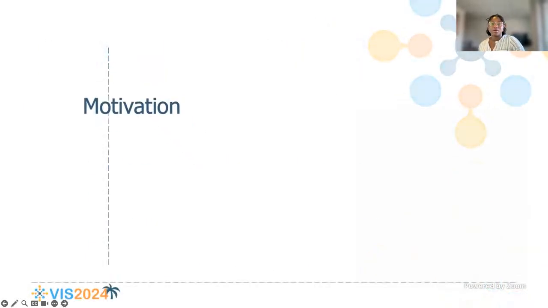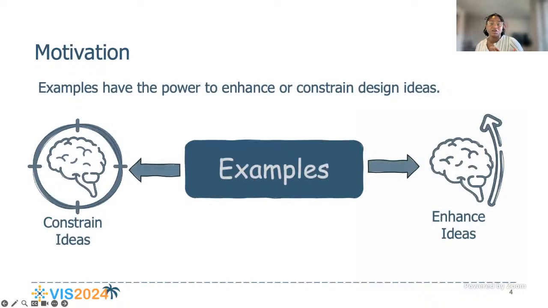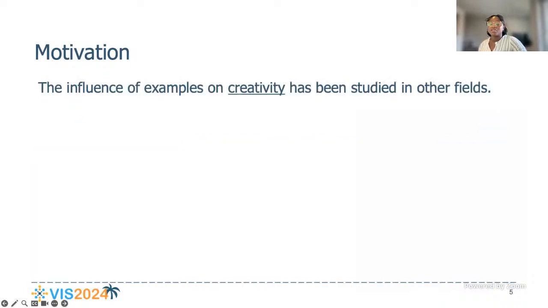So designers are always looking for examples to inform their visualization design choices. And these examples have the power to either improve or constrain the ideas that designers come up with during ideation. The influence of examples on creativity has actually been studied in fields such as psychology, cognitive science, engineering, and design. And these studies have revealed factors that modulate an example's influence on design outcomes.